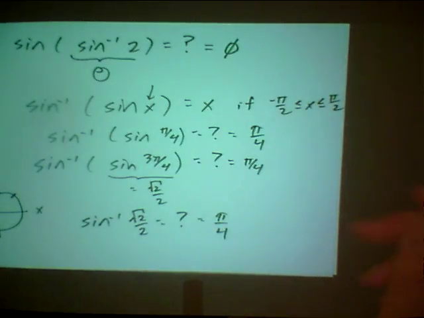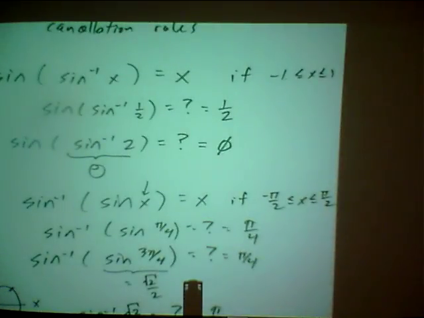So these cancellation rules, you have them for sine and for cosine and tangent. If you meet the requirements, they're great because they make it very simple. But sometimes you don't meet the requirements, and then you have to figure out what to do from there. Let me pause now, and I'll do a couple more in the next video.